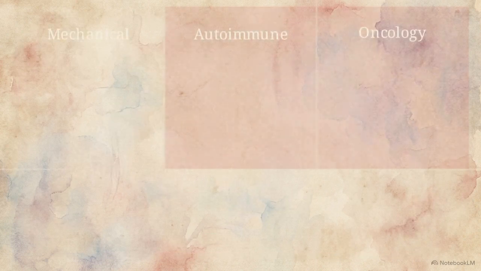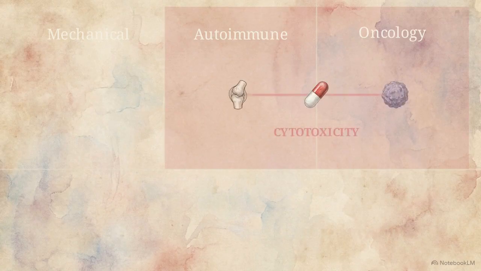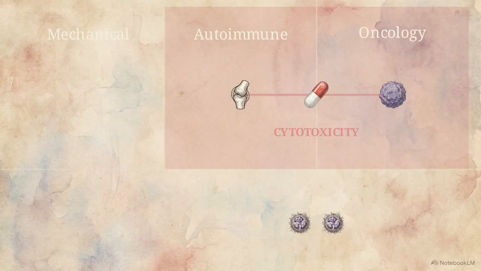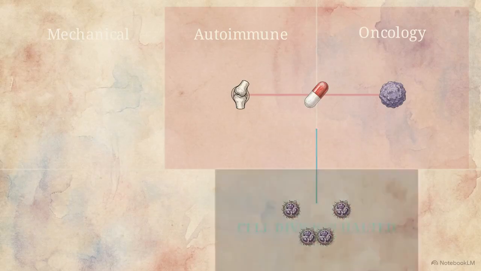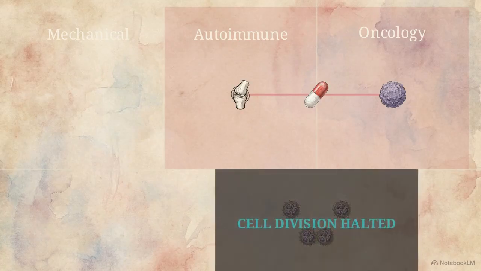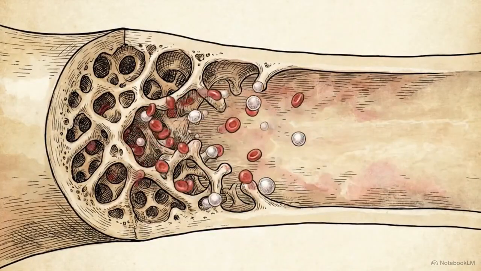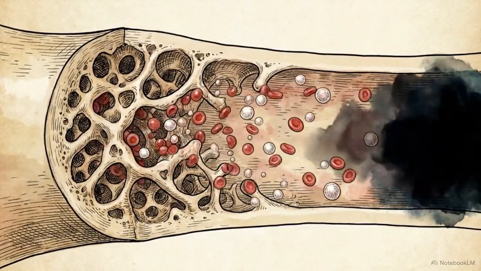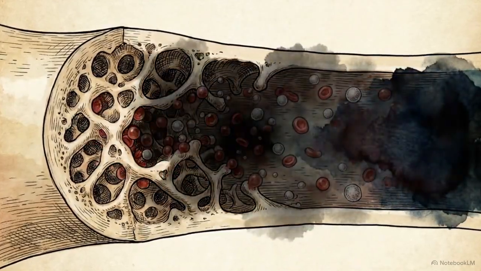Looking back at our matrix, the overlap between rheumatology and oncology becomes clear. Efficacy in both fields relies entirely on cytotoxicity. Methotrexate treats both severe rheumatoid arthritis and cancer because its underlying mechanism, stopping rapid cellular activity, is identical in both contexts. The severe physiological cost of this shared mechanism is the rapid depletion of the body's natural defense systems.